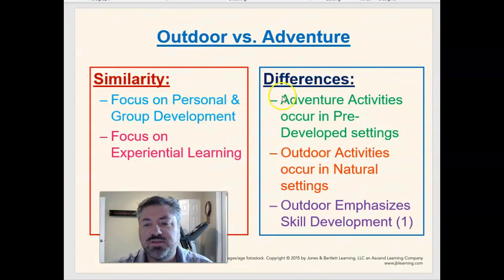How are these two models different? Adventure activities occur really in pre-developed settings. The teacher's going to develop the setting. They're going to give them some kind of game, rules, scenario. They're going to lead the students, and then they're going to allow them to process through the adventure or the cooperative challenge. But outdoor activities occur more in a natural setting. Although we may decide not to do something because it's a rainy day as the teacher, it might start to rain while we're out on a hike.